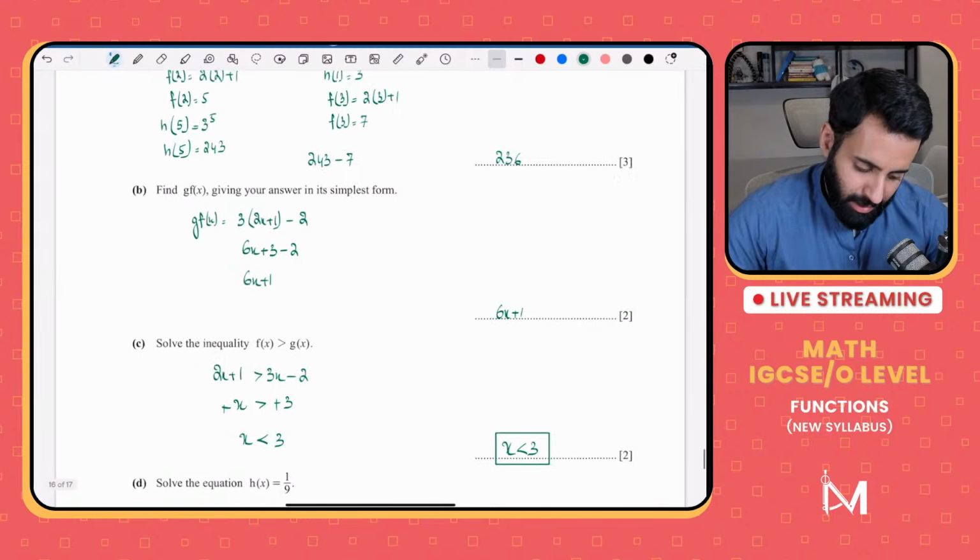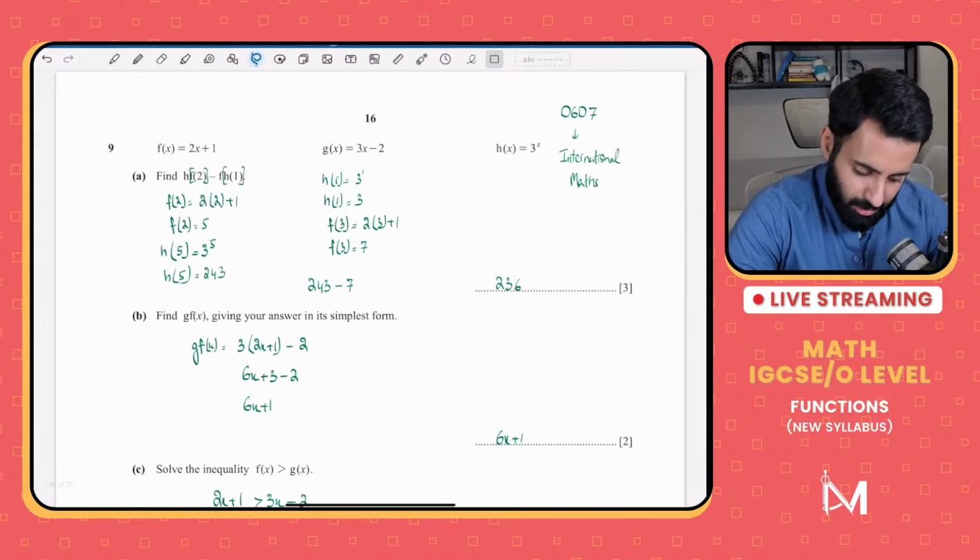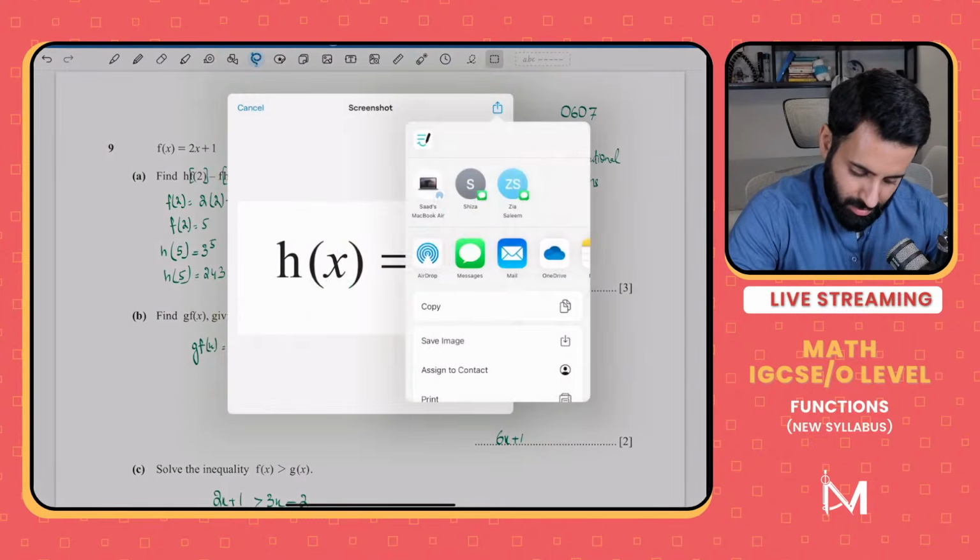Then it says solve the equation h of x is equal to 1 upon 9. So this is h of x right here. Let's copy this.